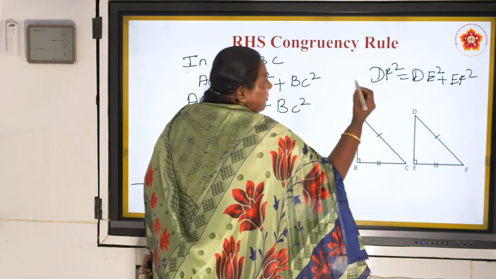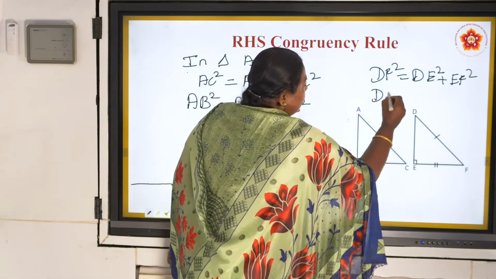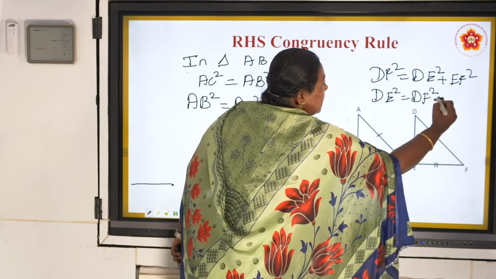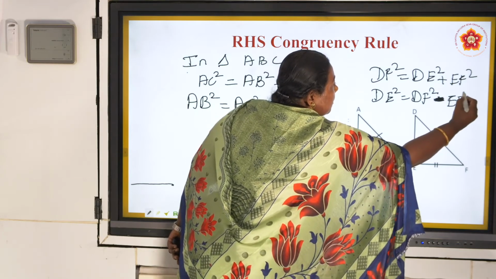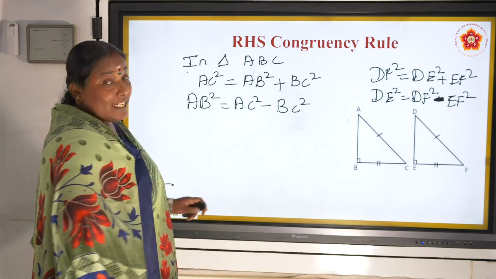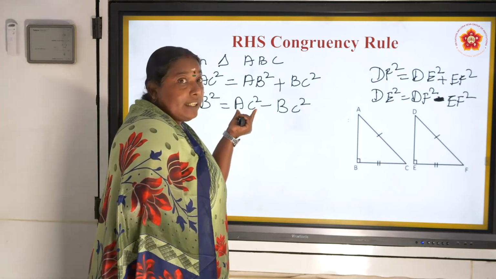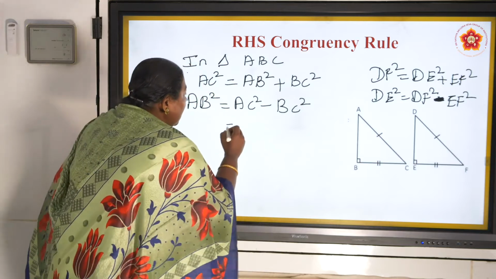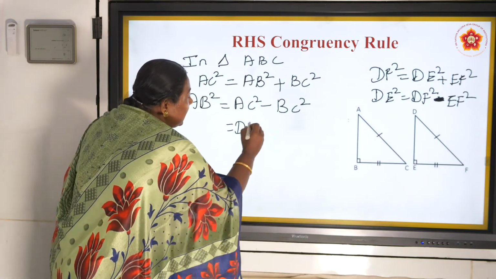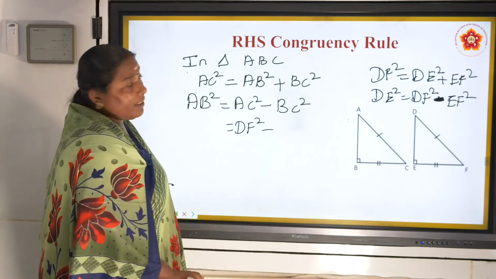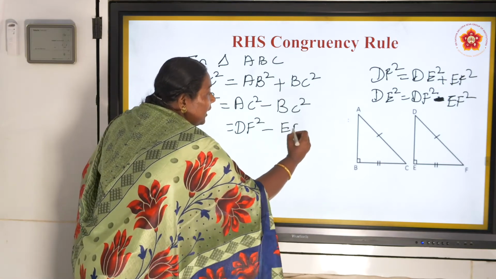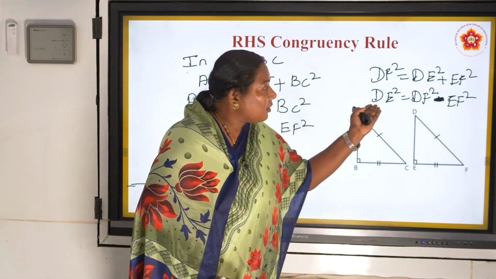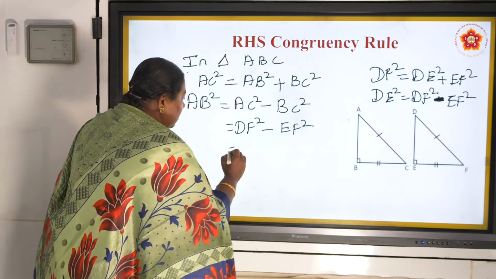Okay, here also same thing. Keep DE square one side, DF square minus EF square. So as per the given, hypotenuse are equal. So AC square I can write as DF square. AC square can be rewritten as DF square. BC square can be rewritten as EF square. But DF square minus EF square is what? DE square. Write him there.